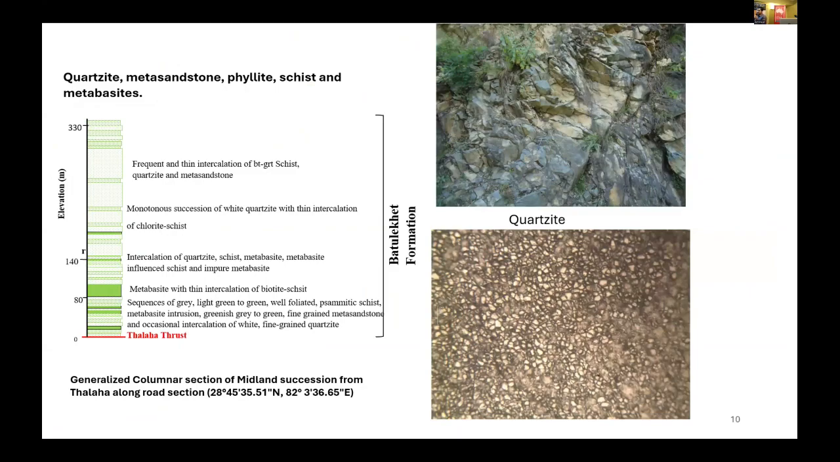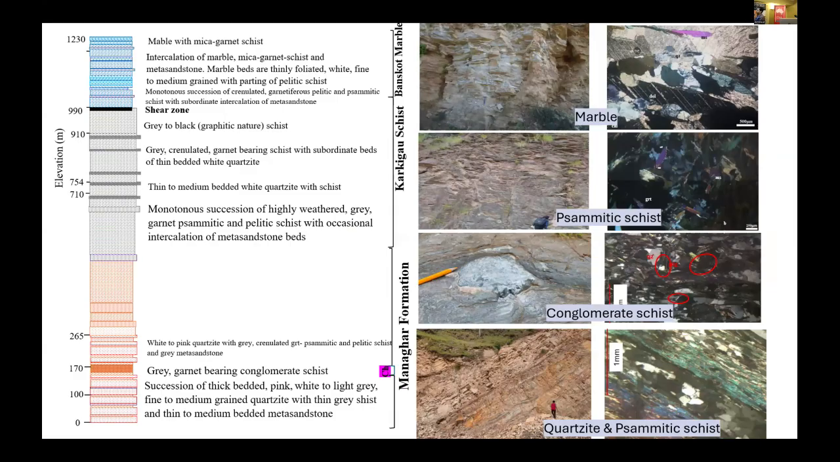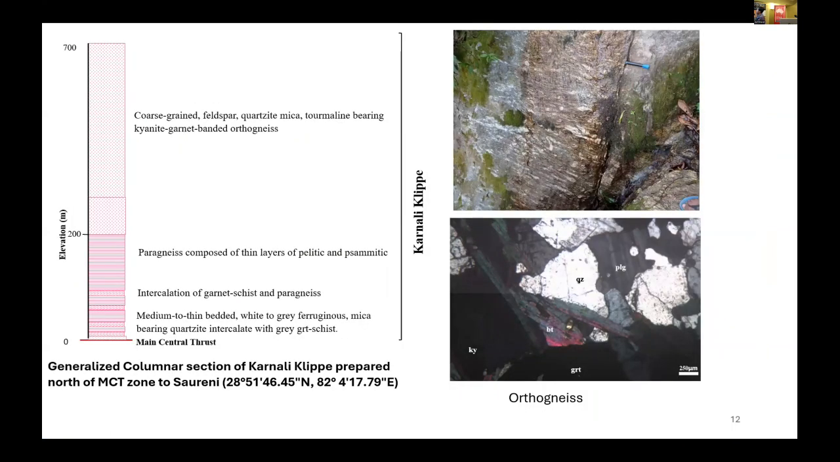The Karnali Klippe has kyanite grade metamorphism, and kyanite and garnet bearing gneiss is predominant. This is the generalized columnar section we prepared, along with the field photograph and petrography. Similar for Jajarkot Klippe as well, and for Karnali Klippe, where there is orthogneiss and paragneiss. Up to kyanite. Kyanite is a key metamorphic index mineral, and plagioclase here indicates orthogneissic origin.